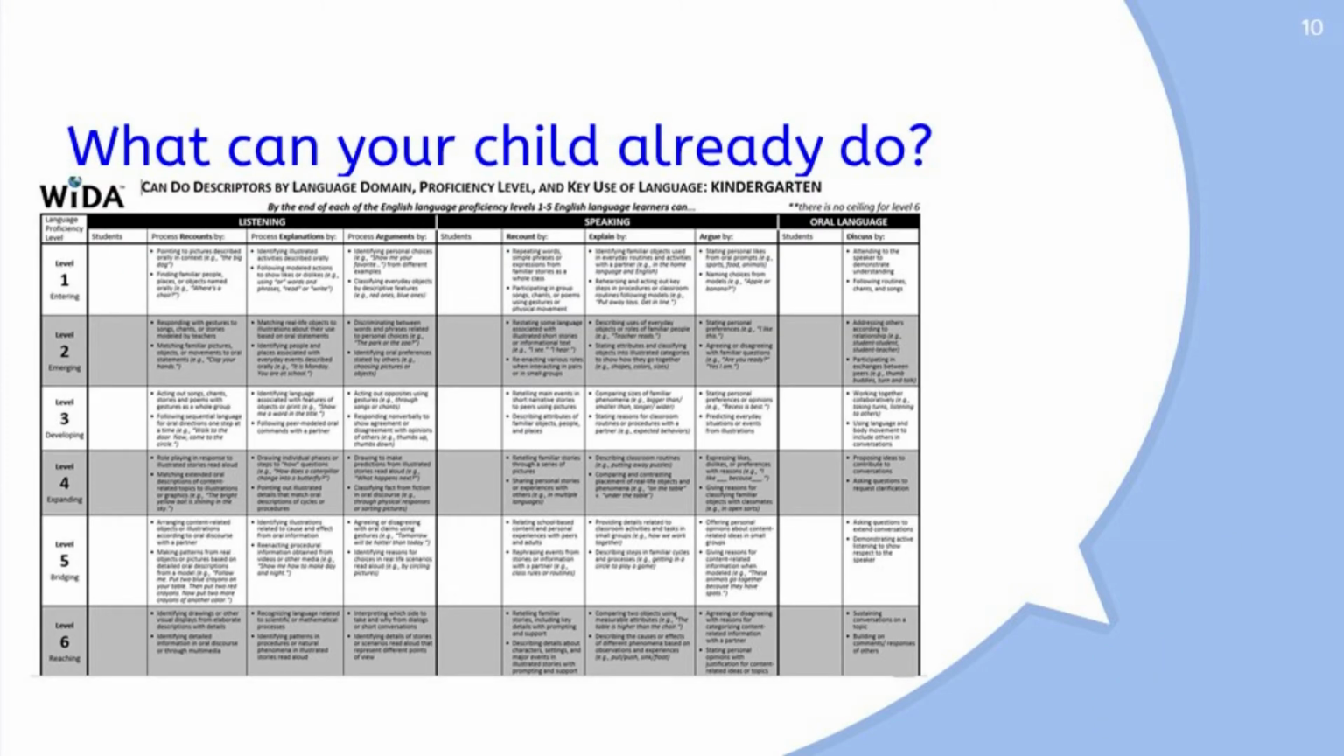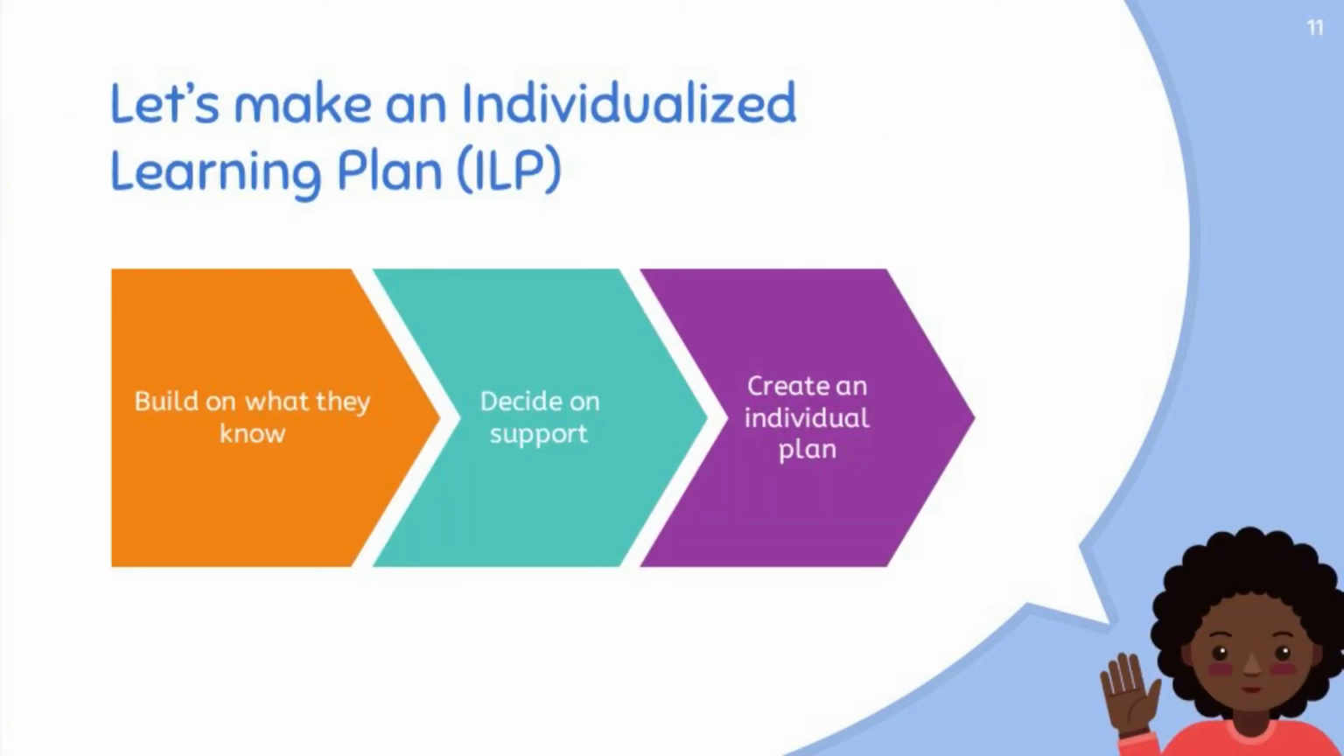Once we know a child's WIDA proficiency level, we use the WIDA can-do descriptors. This helps us figure out what the child can already do. We use this as a beginning point to set goals for your child. These goals are used to help us write what we call an ILP, or an individualized learning plan, for your child. We take what they know from the can-do descriptors, we decide on what supports they need, and we create an individualized plan. Let's take a look at this plan.